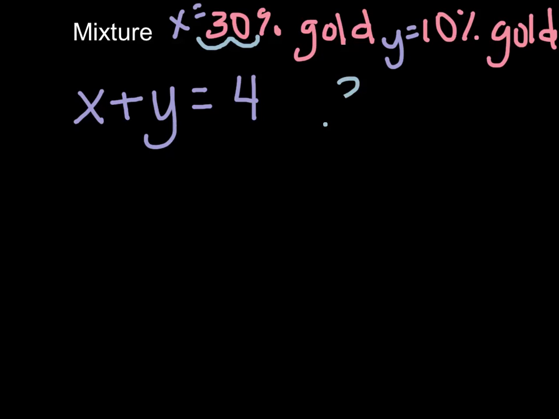So that would be 0.3 of x, because I still don't know how much of x I'm going to add, but I do know that 0.3 of it, 30% of it, is gold.